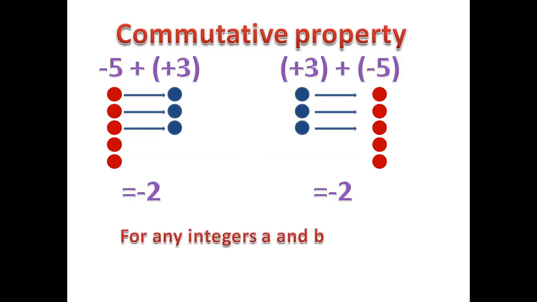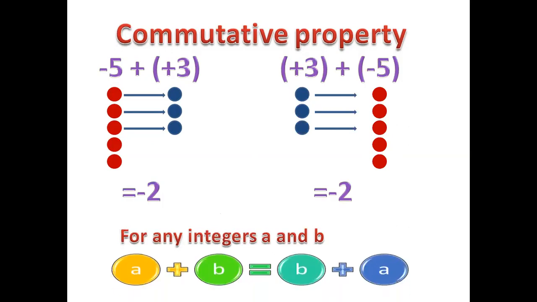So for any integers a and b, a plus b is equal to b plus a. This property is called commutative property for integers. While adding, we can change the order and then add. It doesn't make any difference. So let us go for subtraction.